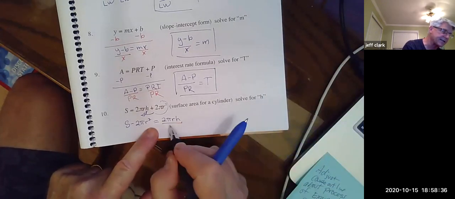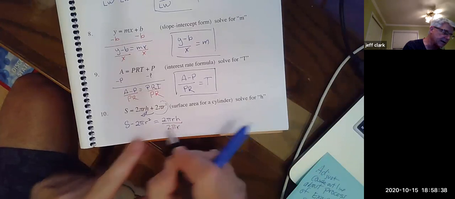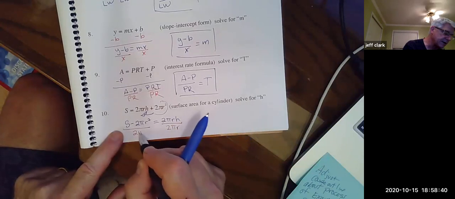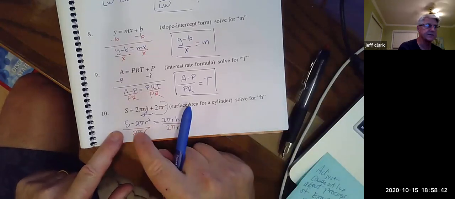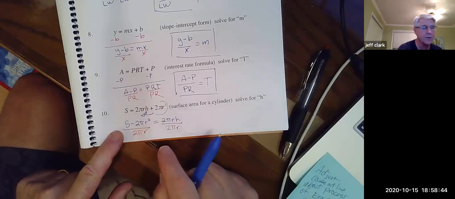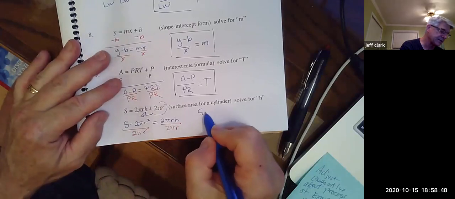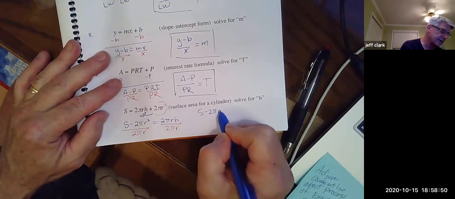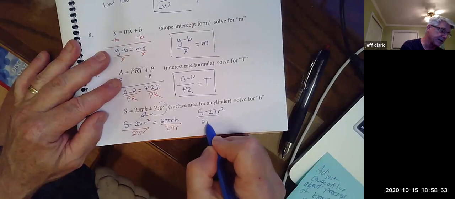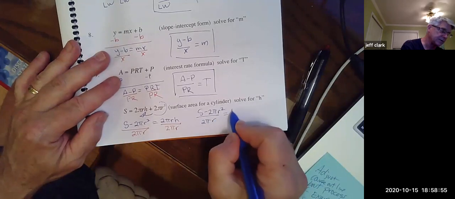Let's see, I want the h by itself. So 2 pi r. For similar reasons, do not make the 2 and the pi go away. You don't want to do that. So that's your answer: S subtract 2 pi r squared all over 2 pi r equals h.